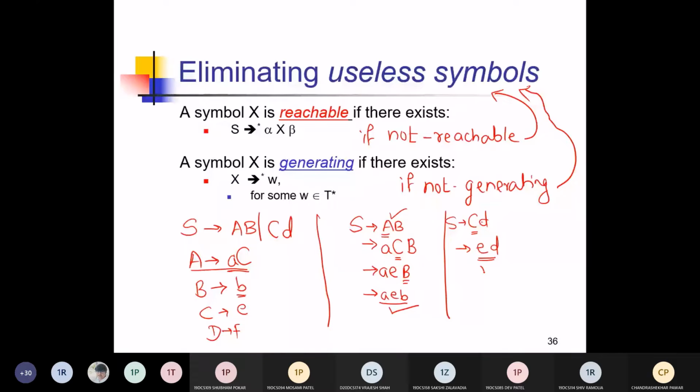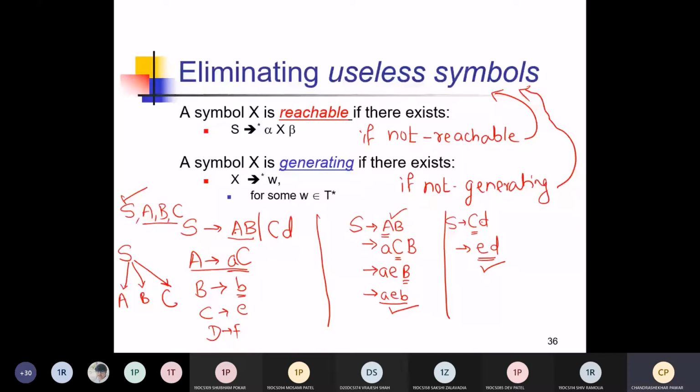Clear? So if you observe here, within this first production, we will see the reachability now. How many non-terminals are here? S, A, B and C. So we will check, this S is the starting symbol. From this starting symbol, is A reachable or not? Is B reachable or not? Is C reachable or not? This is what we have to check.